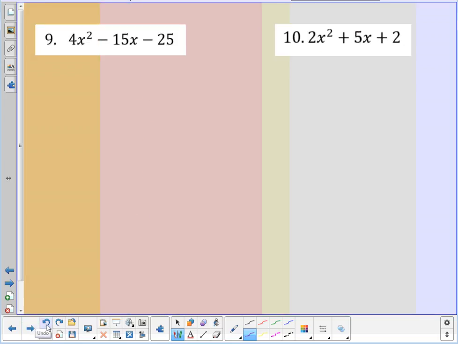Number 9, 2 left here. So this is another 4x one. 4x squared minus 15x minus 25. No GCFs to worry about. So just set up your factors. Again, this could be 2 times 2 or 4 times 1.